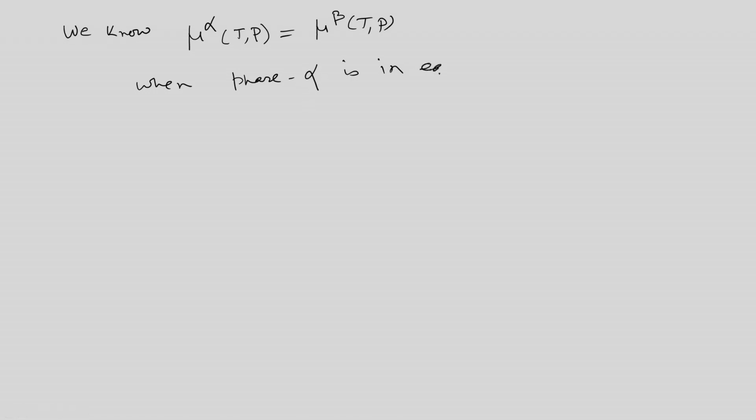Okay, so we know the chemical potential of alpha phase, mu alpha, is equal to the chemical potential of beta phase, mu beta, when phase alpha is in equilibrium with beta phase.